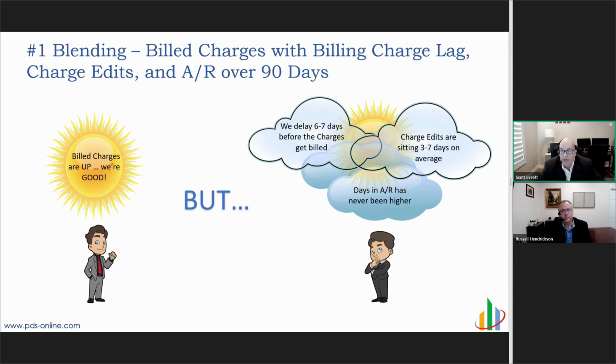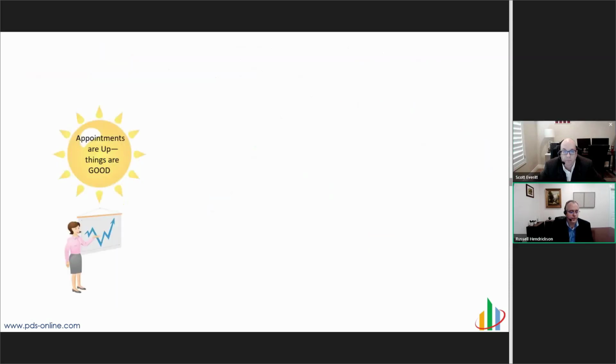The billed charges is nice. Seeing that volume is good, but we have to turn that into cash. And that's a good example of there being other things to consider rather than just that one singular metric. So let's take another example now, and we'll dig a little deeper. So appointments are up, right? Appointments mean patients are coming through. That means we should have charges. We're doing good, right, Scott?